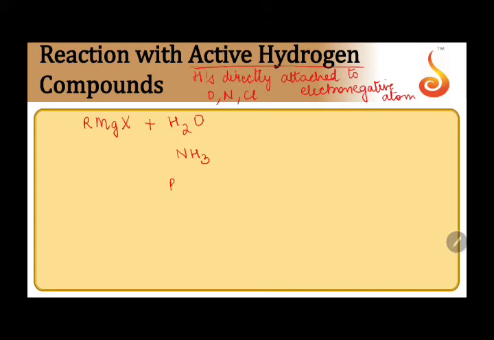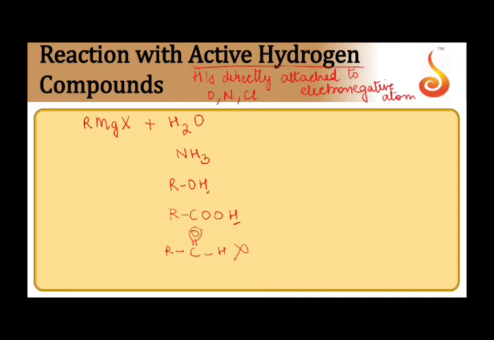What about alcohol? Alcohol also has hydrogen attached to electronegative oxygen. Similarly, we have carboxylic acid. Carboxylic acid also has this hydrogen directly attached to electronegative oxygen. What about aldehyde or carbonyl compounds? We take an example here. This is the general formula of aldehyde. Are you observing that my electronegative oxygen is not attached directly to any hydrogen, and hence aldehydes or ketones are not examples of active hydrogen compounds.